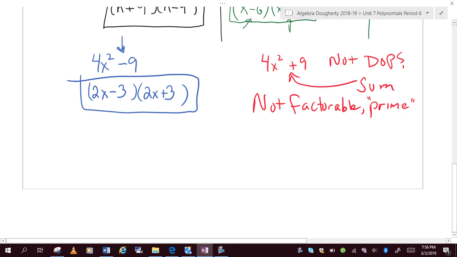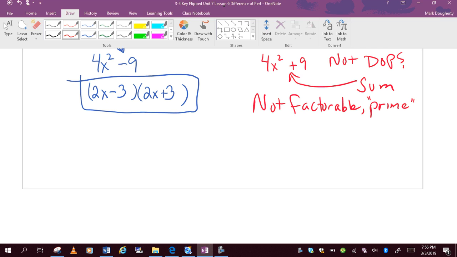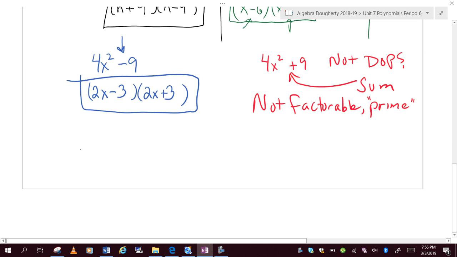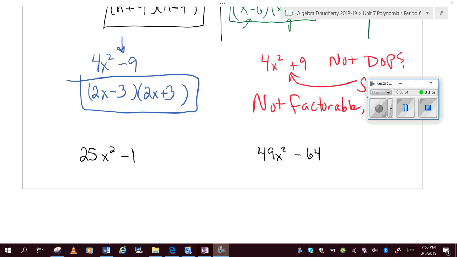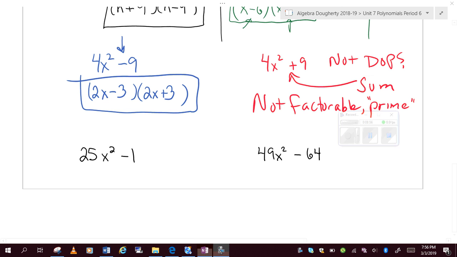Let's try a couple other ones that do work out, though. Let's try 25x squared minus 1. And let's put another one down here: 49x squared minus 64. Why don't you give them a moment? I'll give you a moment. We'll pause the video. You can try them.